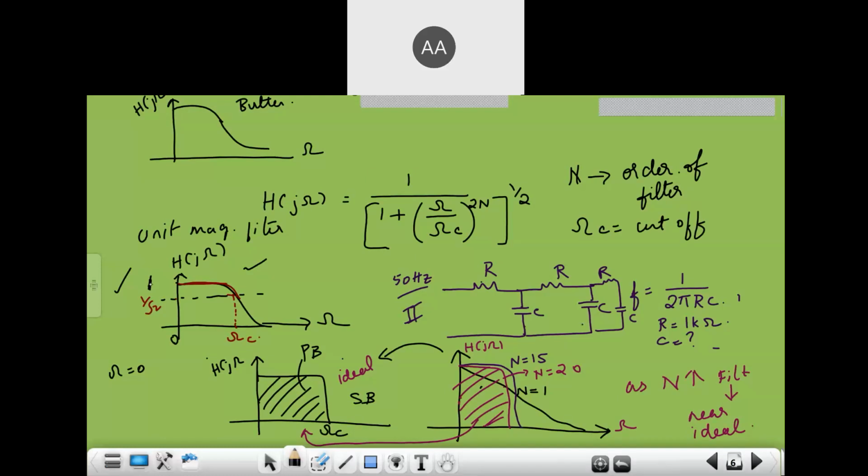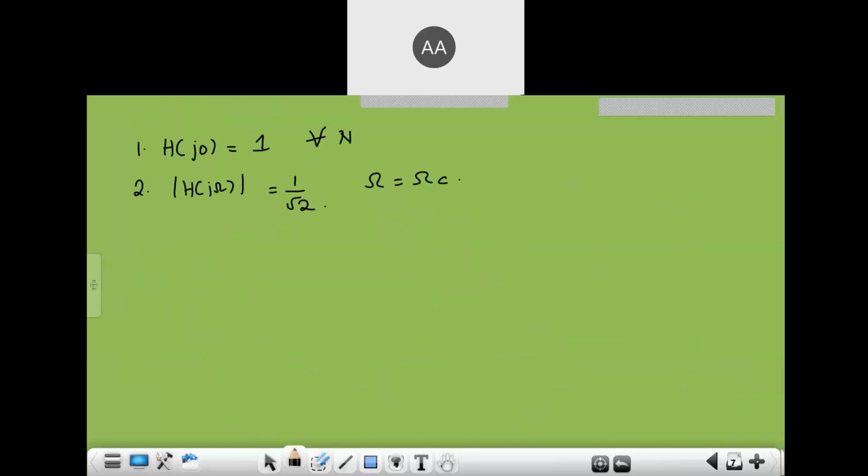When omega is equal to omega c, the magnitude is 1 by root 2. If you take the log value, you know it is the 3 dB frequency. Whenever we say cutoff frequency, we also call it the 3 dB frequency. Why is this? You can try it on your calculator. If you take 20 log to the base 10 of H of j omega, this is the value you will get in dB.